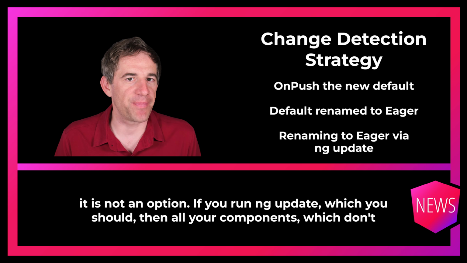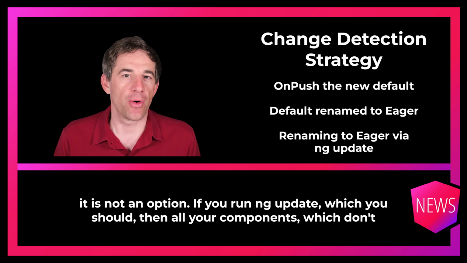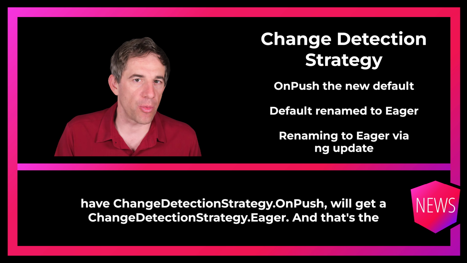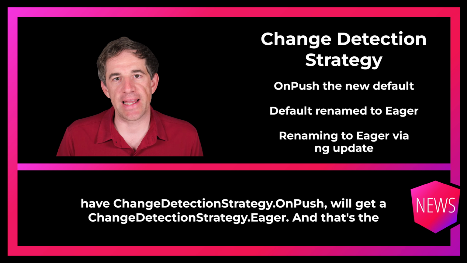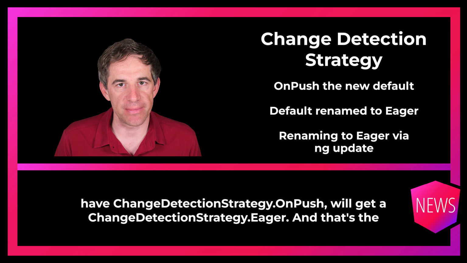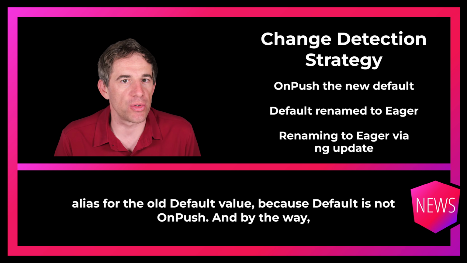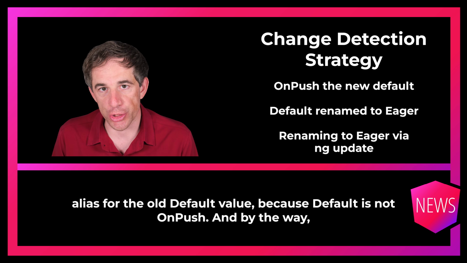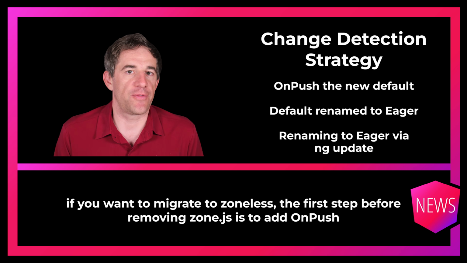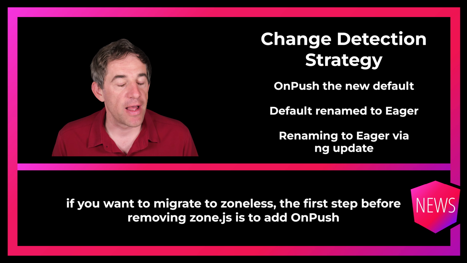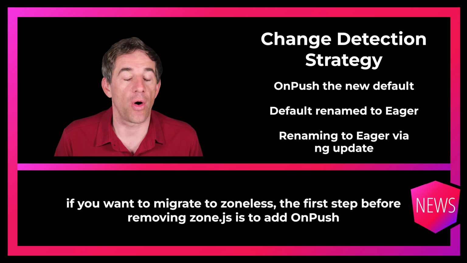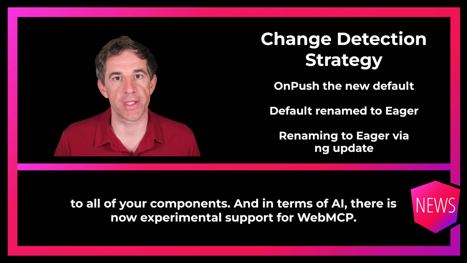If you run ng update, which you should, then all your components which don't have change detection strategy OnPush will get change detection strategy Eager. And that's the alias for the old default value, because the new default value is now OnPush. And by the way, if you want to migrate to zoneless, the first step before removing Zone.js is to add OnPush to all of your components.